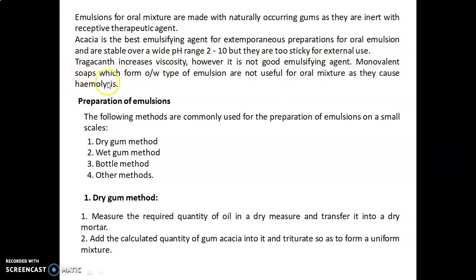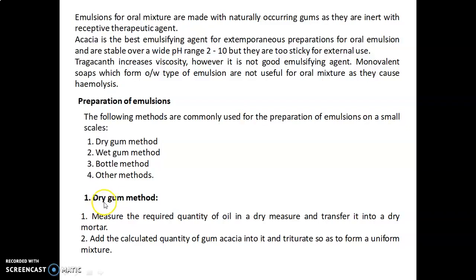The monovalent soaps form O/W, that is oil in water type of emulsion, in which oil is the internal phase while water acts as the external phase. This O/W type of emulsion is not useful for oral mixture as it causes hemolysis. Preparation of emulsions. The following methods are commonly used for the preparation of emulsions on a small scale: dry gum method, wet gum method, bottle method, and other methods.